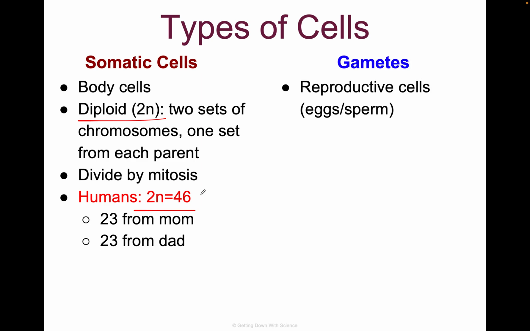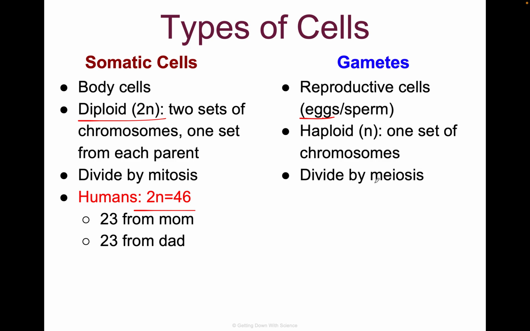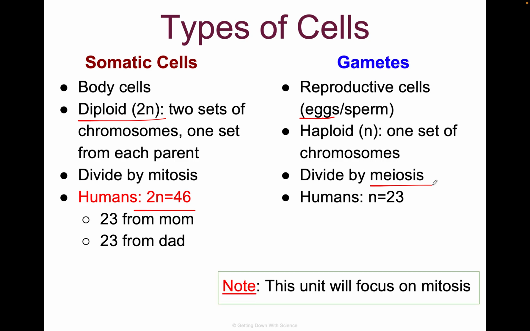Love it. Gametes are the eggs and sperm, right? We call those haploid. That means they have one set of chromosomes. They divide by meiosis. Again, we're going to look at that in the next unit. In humans, n equals 23. This unit, we're going to focus on mitosis, right? But you may notice something right here: gametes are eggs and sperm, and they have 23 chromosomes each. And if you take 23 times 2, we get 46. So half from mom, half from dad.